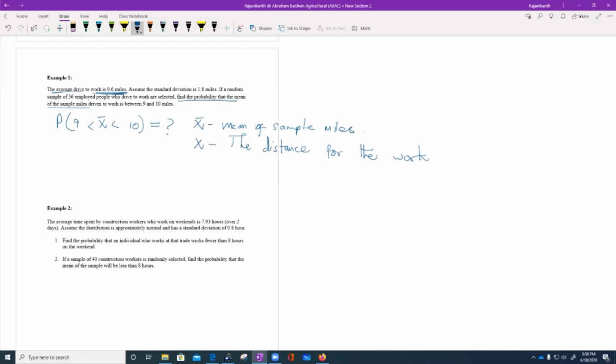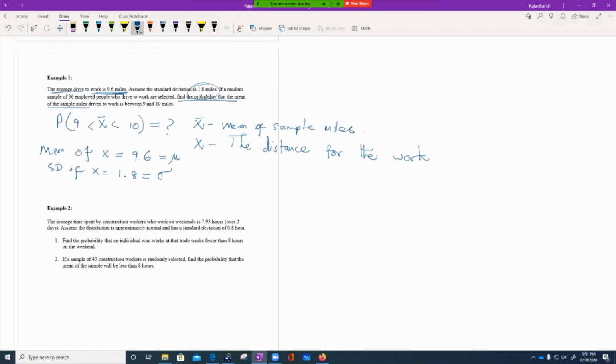Okay. So if you look at the problem carefully, the given information pieces are the mean of what? Mean of original variable x, the distance. That is given, 9.6. That is mu. And the standard deviation of the variable x is given, 1.8, which is sigma. So these two are given information pieces for the original variable.